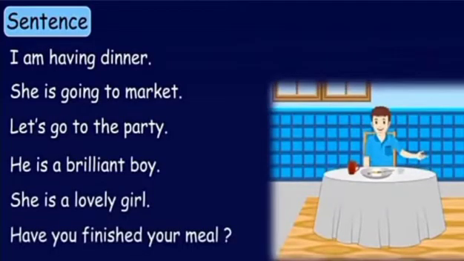Now let's see some examples for sentences. I am having dinner. So the sentence starts with a capital letter and ends with a full stop. She is going to market. Let's go to the party. He is a brilliant boy. She is a lovely girl. Have you finished your meal? Always a sentence will begin with a capital letter and end with a full stop.